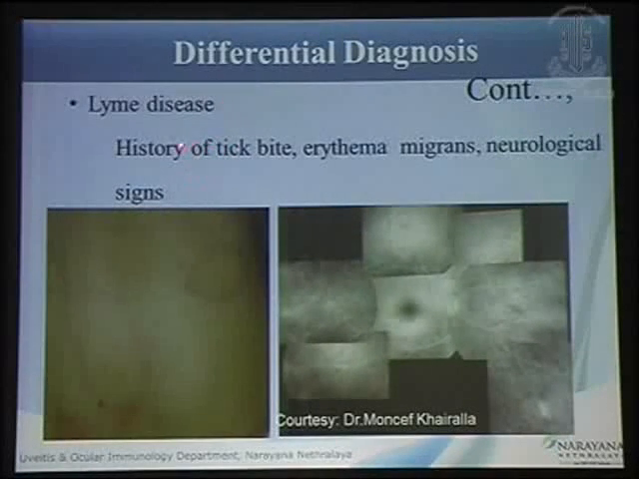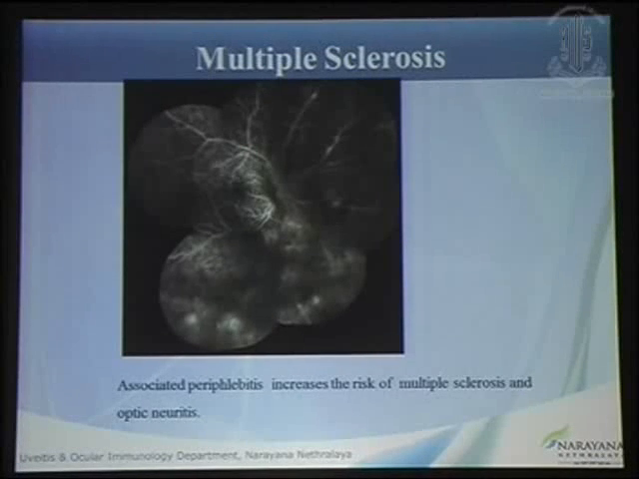In Lyme's disease, the patients can have a history of a tick bite with erythema migrans and neurological signs, and can have vasculitis in the eye. Managed with appropriate antibiotic. Coming to multiple sclerosis, they can have periphlebitis, and whenever we see a patient with periphlebitis with optic neuritis, the chance of multiple sclerosis is at the top of the list.